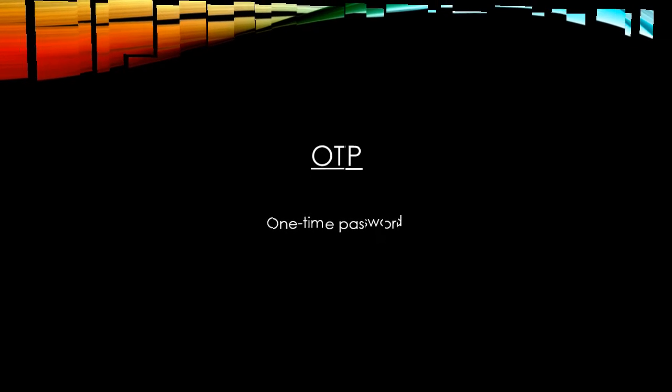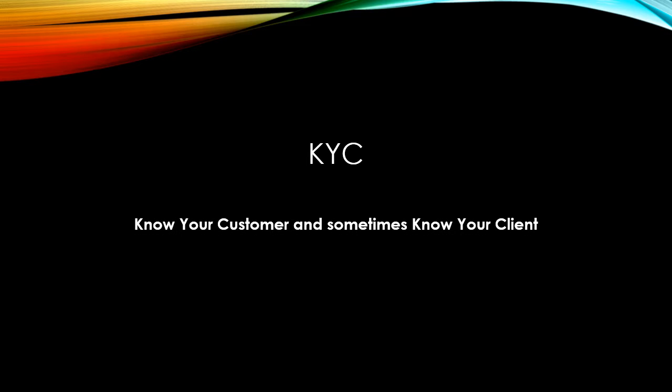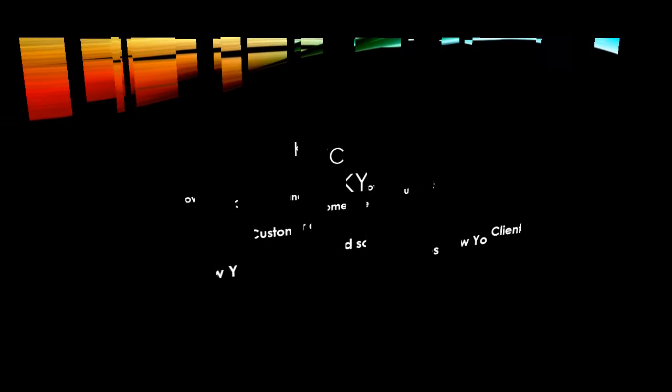OTP stands for One-Time Password. KYC stands for Know Your Customer and Sometimes Know Your Client. SMS stands for Short Message Service. UPI stands for Unified Payments Interface.